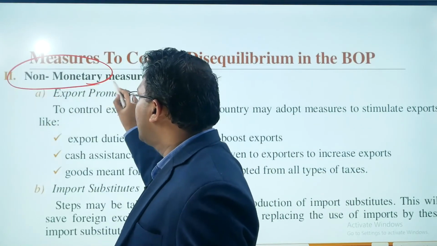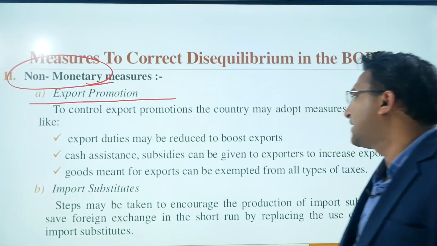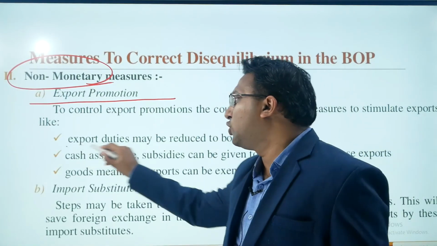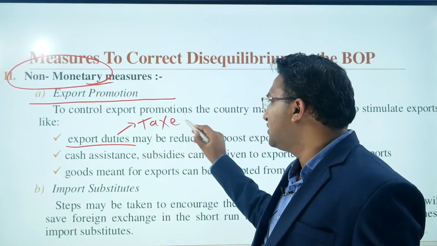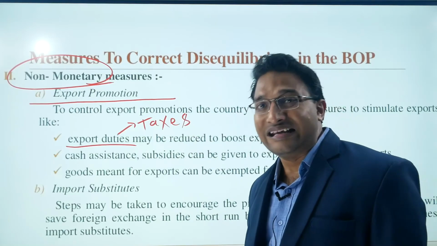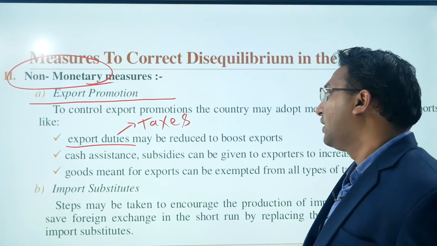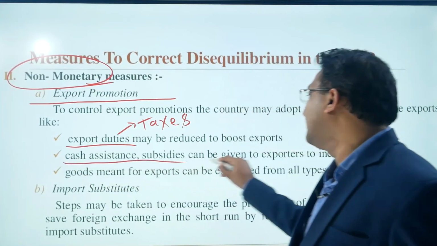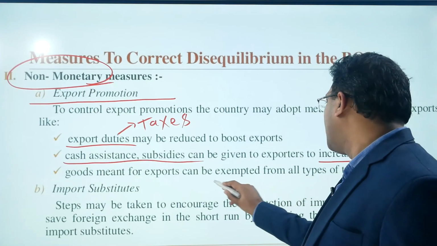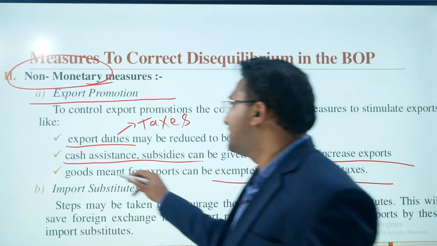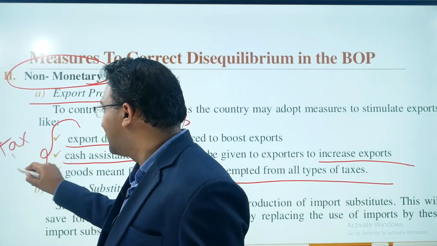Now what are the non-monetary measures? In the non-monetary measures, first we should increase the export. How can this be increased? We can reduce the export duty. Duty basically means the taxes, right? So if the taxes are decreased, then the prices of exports will decrease and the competitiveness will increase and the demand for the export goods will increase. Cash assistance and subsidies can be given to the exporters to increase the export. Goods meant for export can be exempted from all types of taxes, right? So this basically means the taxes the government levies should be decreased.